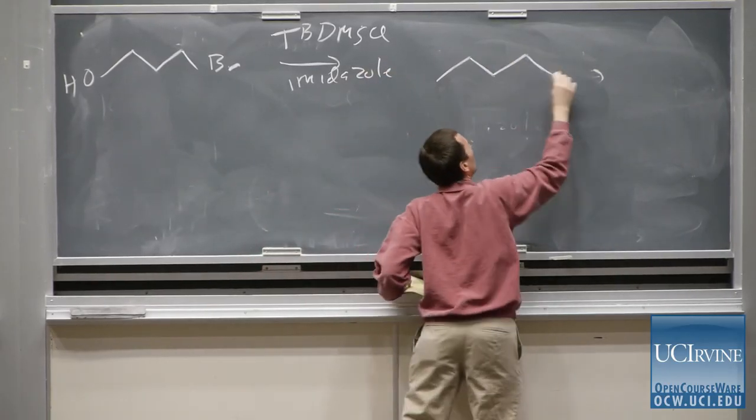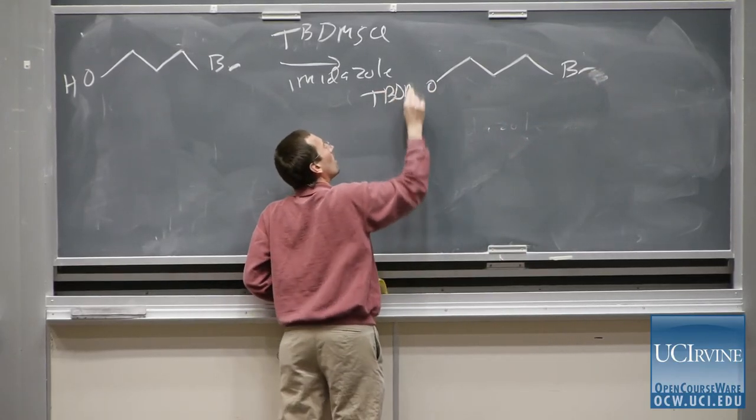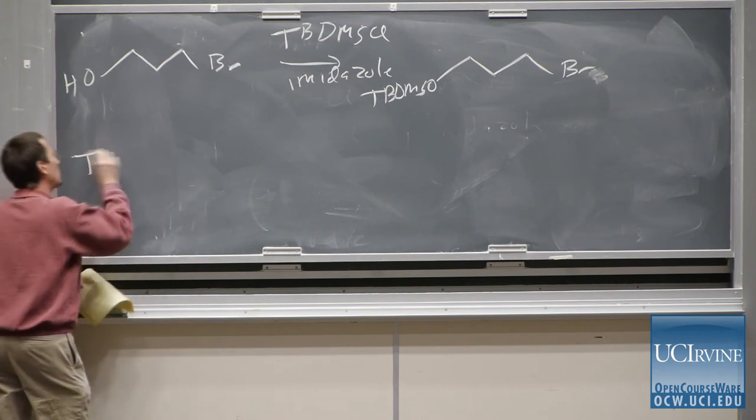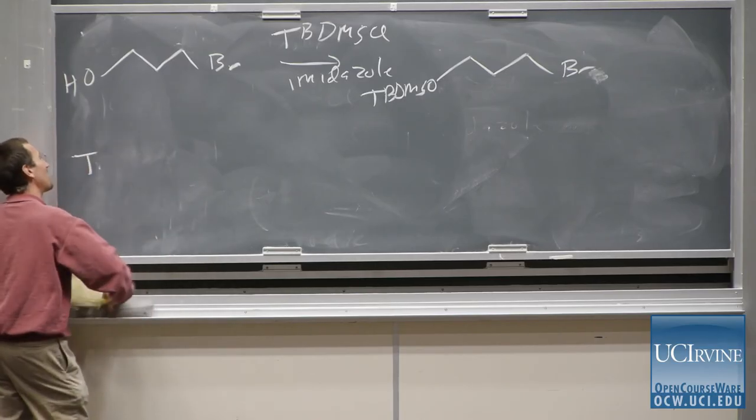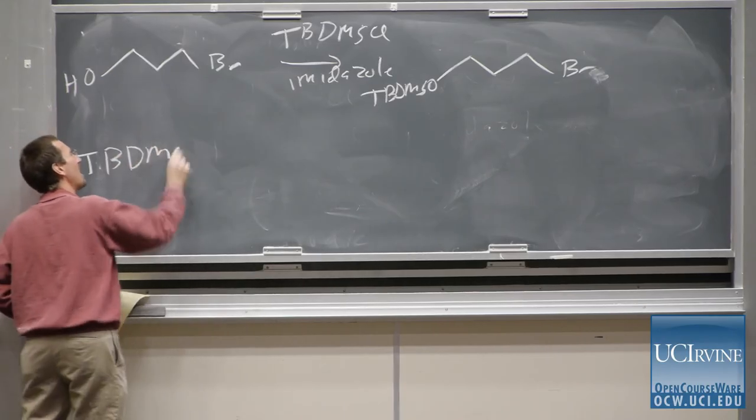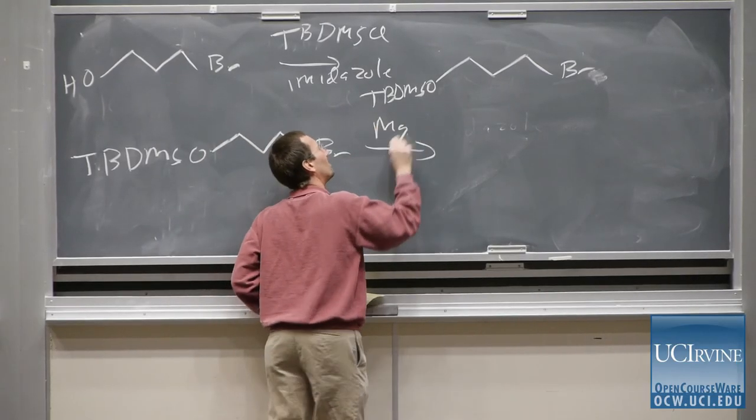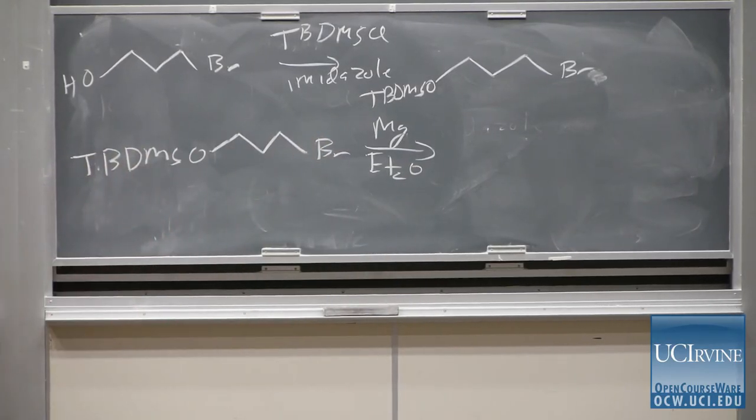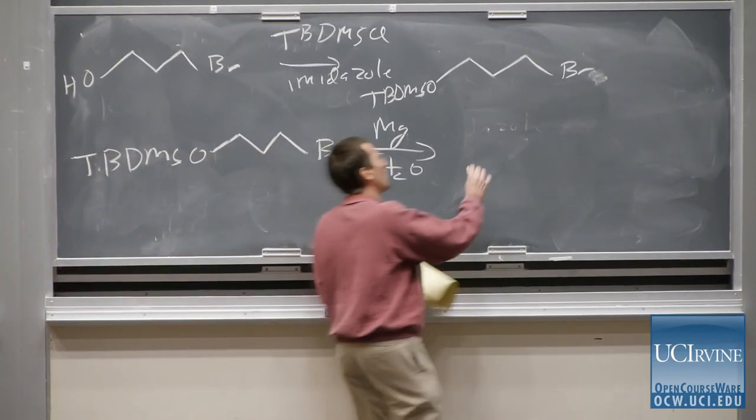Now we would get the TBDMS ether. As I said, Johnny would write it as the TBS ether to save room. Now, if we treat our TBDMS ether with magnesium and diethyl ether, now we can generate a Grignard reagent that's the equivalent of the Grignard reagent that we couldn't make.